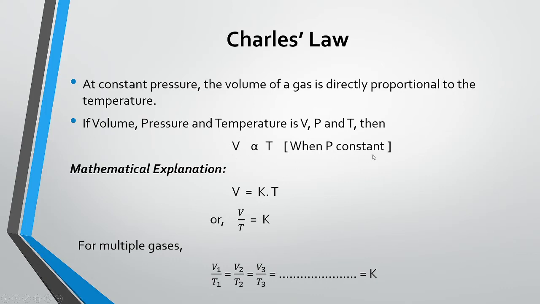So this is the derivation of Charles law, and from the mathematical explanation we can see that the ratio of volume and temperature of multiple gases will be a constant K, and this equation will be useful to us when we solve some mathematical problems. So this is Charles law.